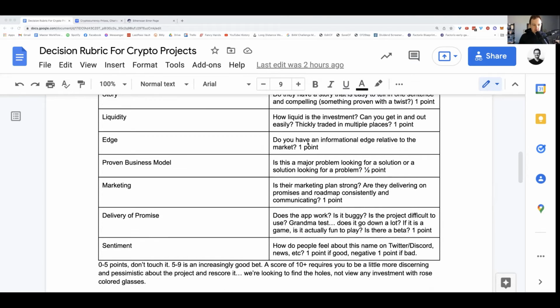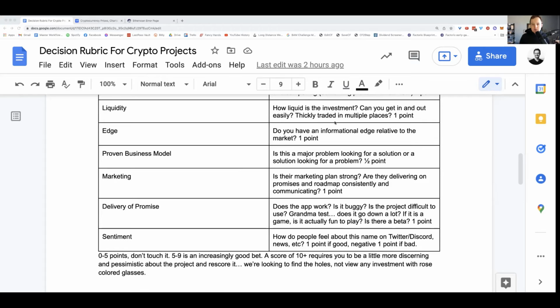Okay, great. Let's keep firing through. So liquidity would be the next thing. How liquid is the investment, right? Can you get in and out easily? Is it thickly traded in multiple places? Bitcoin's a pretty liquid investment.